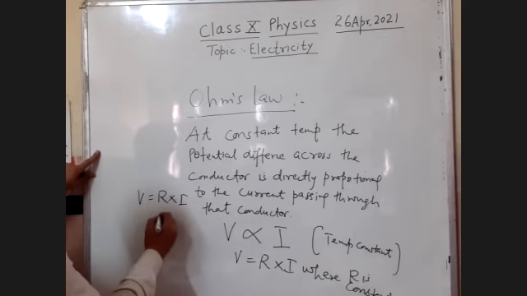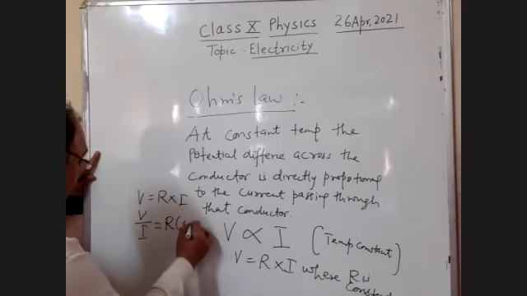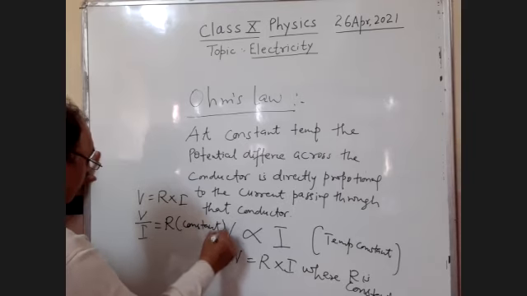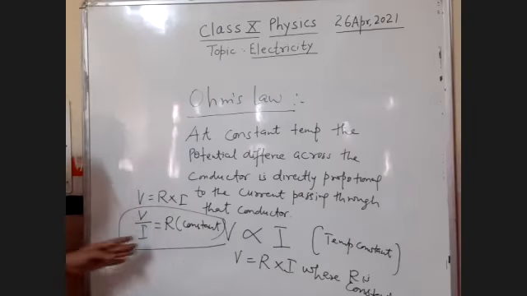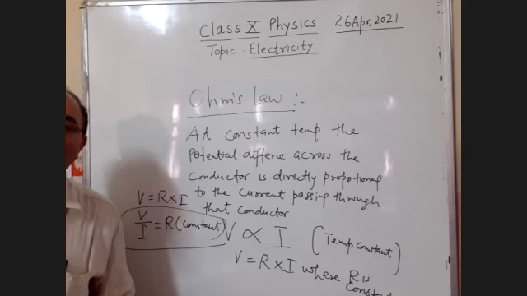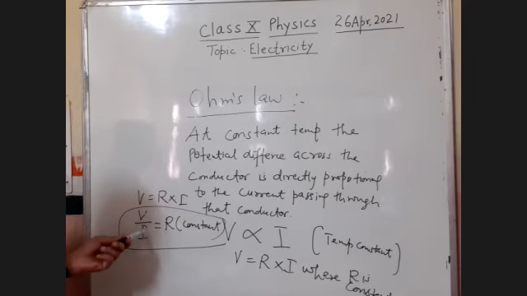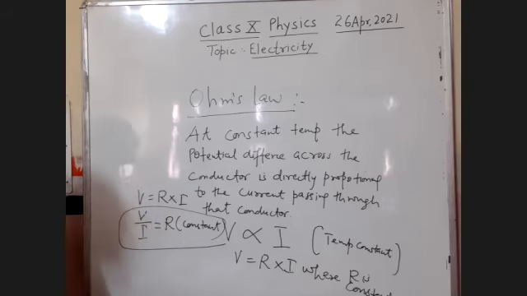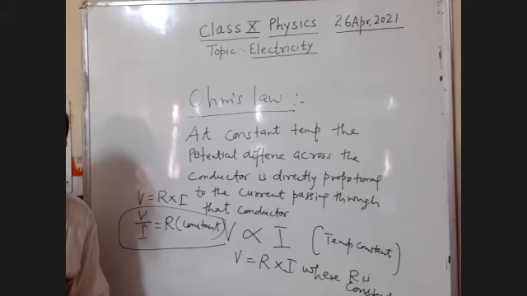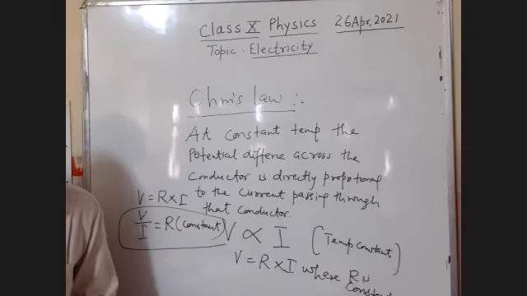Now, students, if I divide V by I, it is equal to R, it is a constant. What does this statement say? The ratio of the potential difference to the current, I compare the potential difference and the current. The ratio of the potential difference to the current, the value is constant. If this value is constant, it proves Ohm's law. This is only Ohm's law, students.